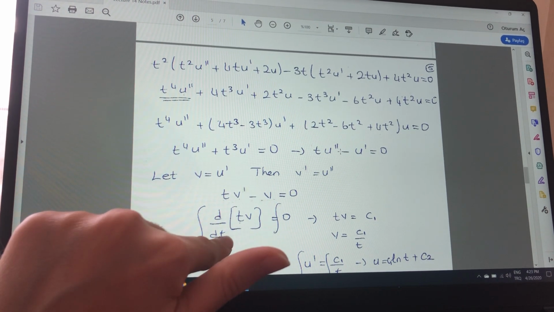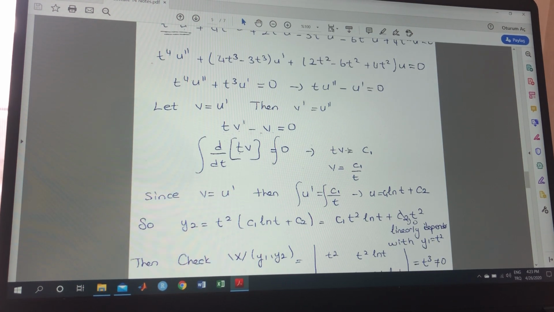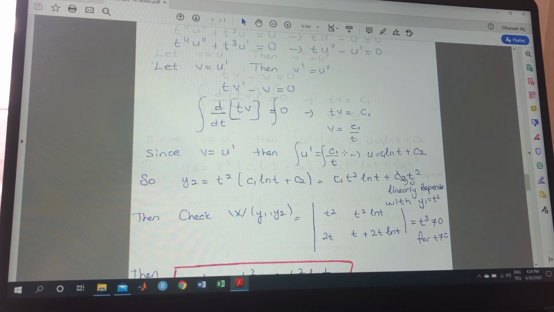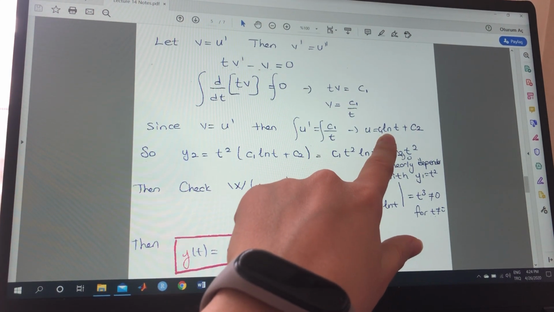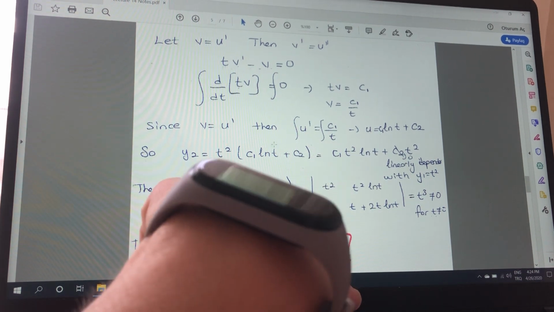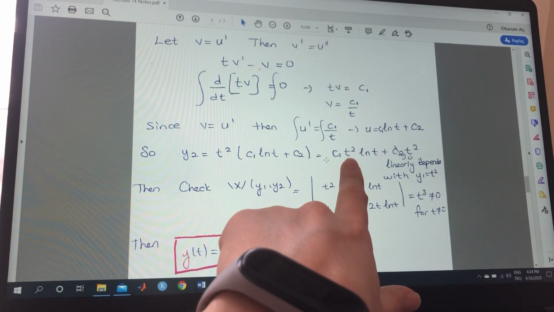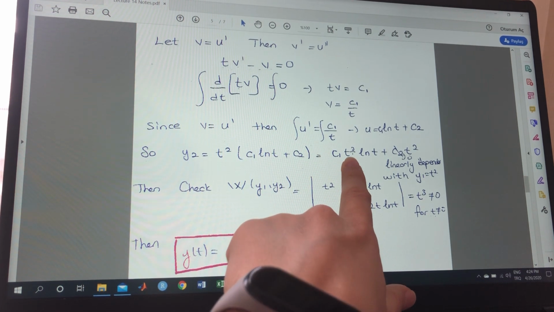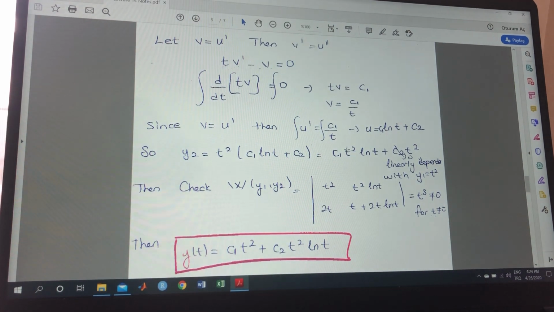And this is the first order differential equation. You know how to solve it. You can solve it with, I don't know, linear equation or separable equation. It depends on you, because this can be solved with both of them. And here you can find the u as c1 ln t plus c2. And since t square was the other solution, you can see that the second solution is t square ln t.